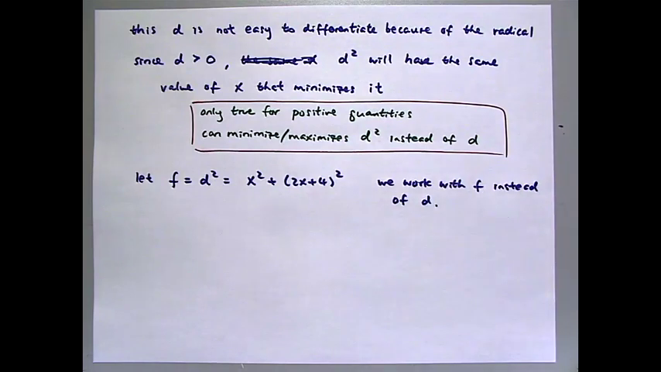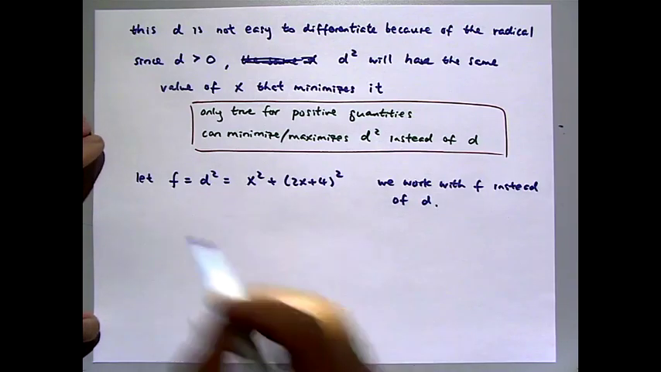And we can now work with f instead of d, so we no longer have to deal with that radical, right? We still have to use chain rule, but that's really not that big a deal.